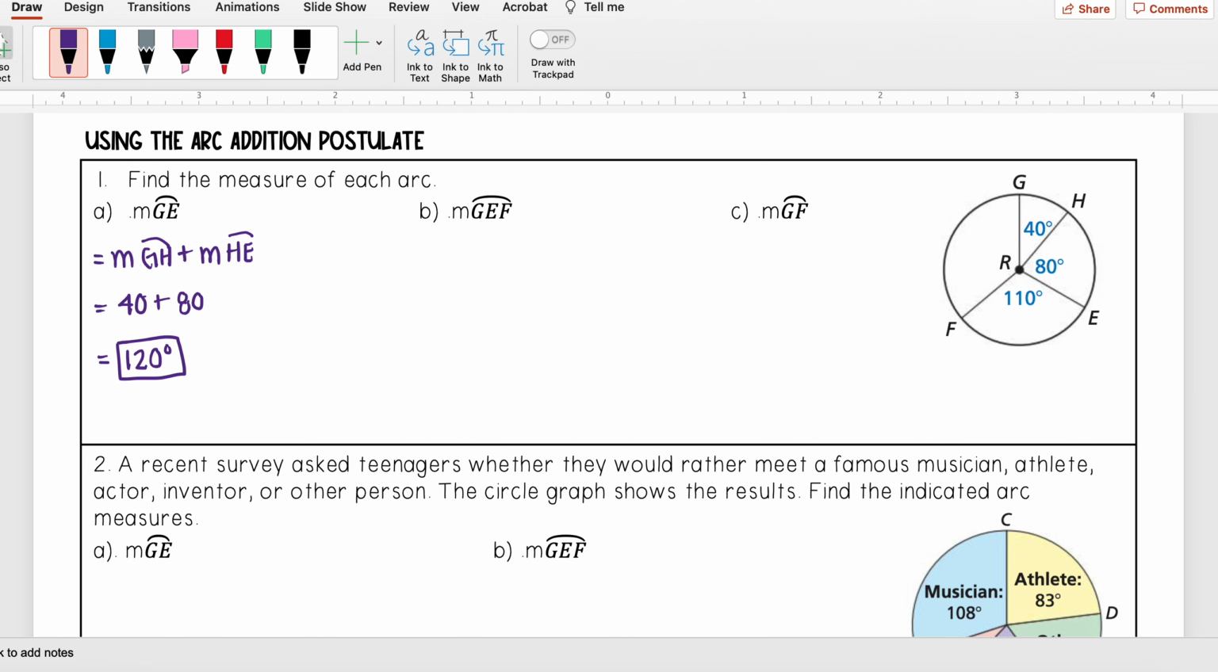Okay, now let's look at the next one. Now I want to find the measure of arc GEF. So I have GEF. And so this is going to be made up of multiple pieces. I see that I have arc GH plus arc HE plus arc FE.